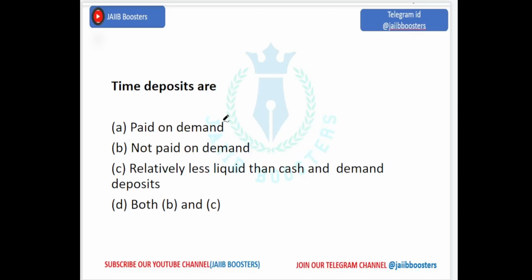Time deposits are not paid on demand. They are relatively less liquid than cash and demand deposits. There are two types of deposits: time deposits and demand deposits. Demand deposits are paid on demand, but time deposits are paid only after a limited specified period.